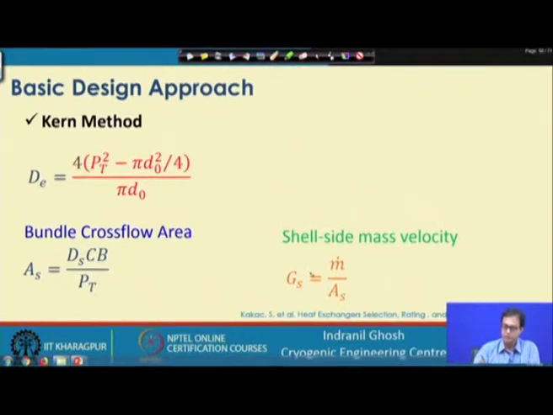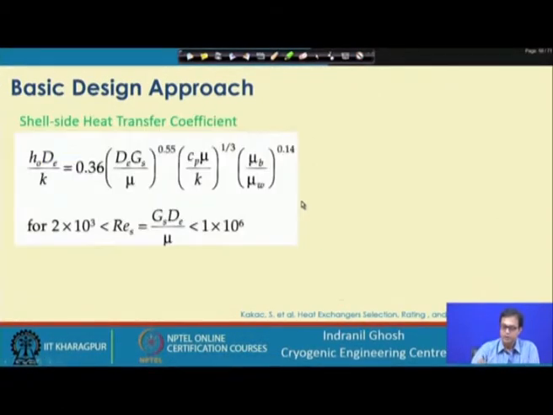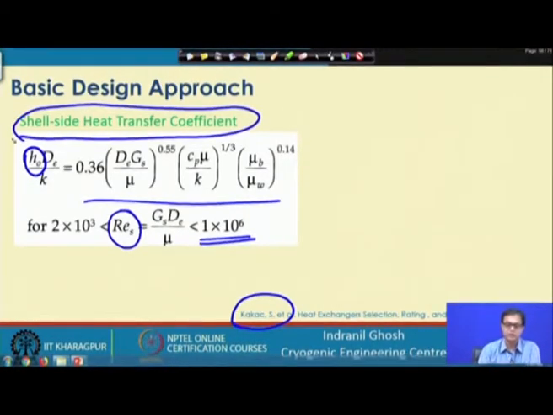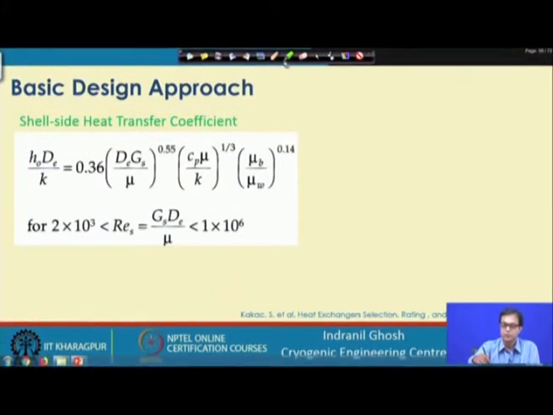Once we are able to get those values, we will be able to estimate the shell side heat transfer coefficient, and this will be related to this correlation, which has been taken from Kakac's book. This is for the Reynolds number range 2 into 10 to the power 3 to less than 1 into 10 to the power 6. So, for this range of Reynolds number, we can estimate the shell side heat transfer coefficient. This is about the heat transfer coefficient.